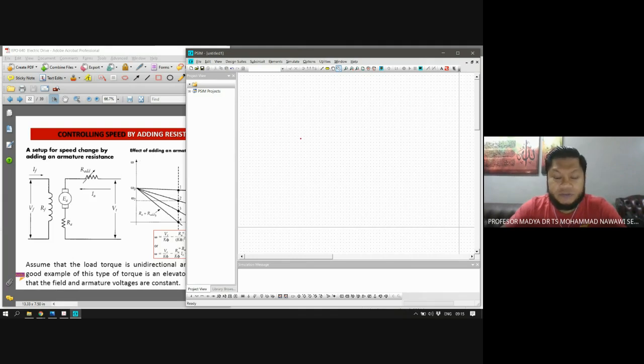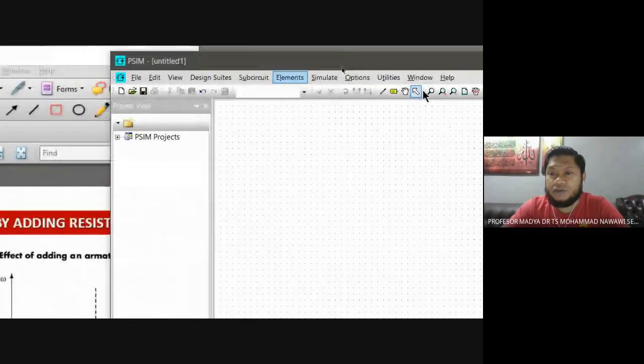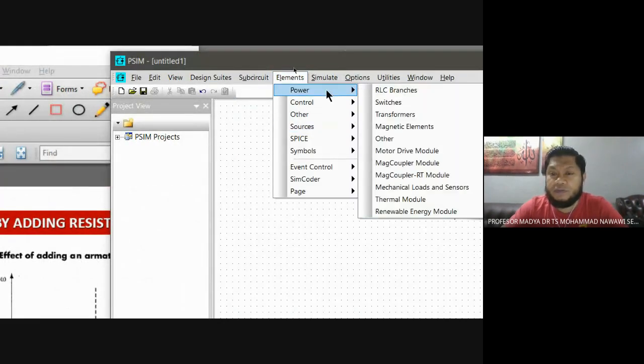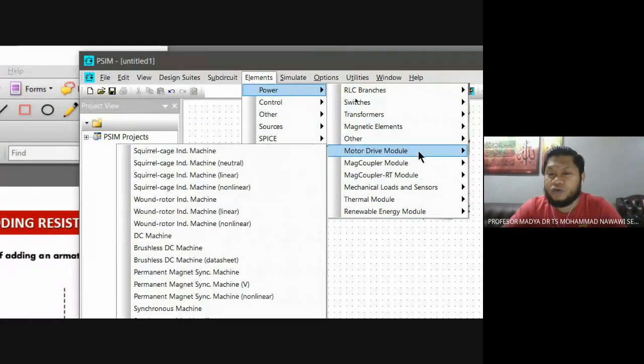So where is the DC motor? Go to the element, go to power. There is a motor drive module. Look for DC machine. So there are a few motors. You have the squirrel cage. This is the induction machine, right? Later on, we're going to use the induction machine. So there are a few modules here.